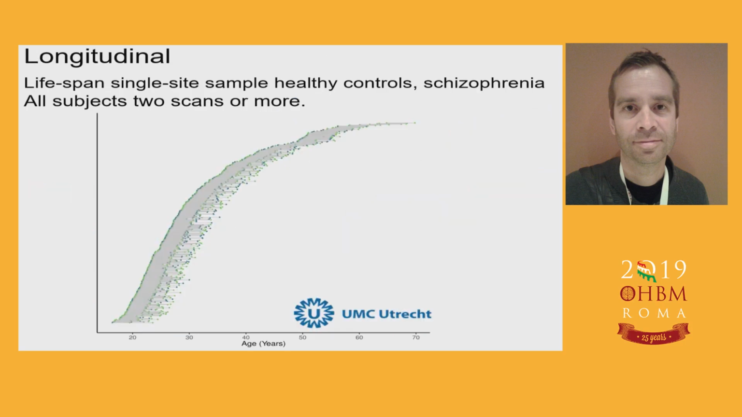Now we are going to talk about a longitudinal study that we are doing. This is a study done in collaboration with the University Medical Center in Utrecht, where they obtained a fairly large longitudinal single-site sample, consisting of healthy controls and patients with schizophrenia, where all subjects had 2 or more scans. Now we are analyzing this data in collaboration with the University Medical Center in Madrid.